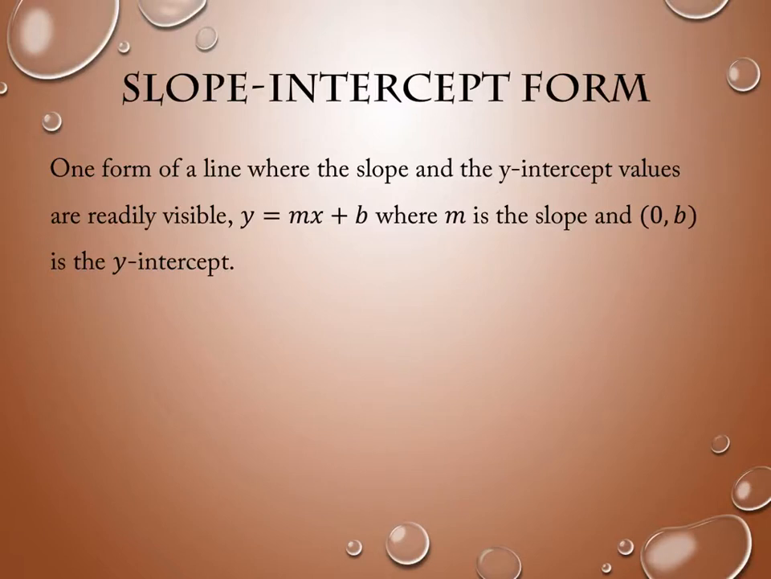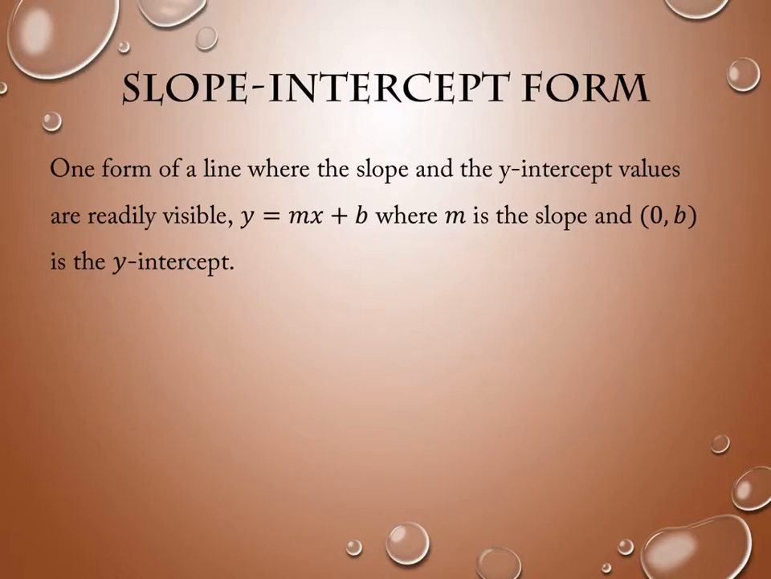The form looks like y = mx + b. m is the slope, and (0, b) is the y-intercept. Now, chances are pretty good that if I asked you, what's an equation of a line? This is the one you remember, right? Most people do. It's pretty common. What's the equation of a line? It's y = mx + b.